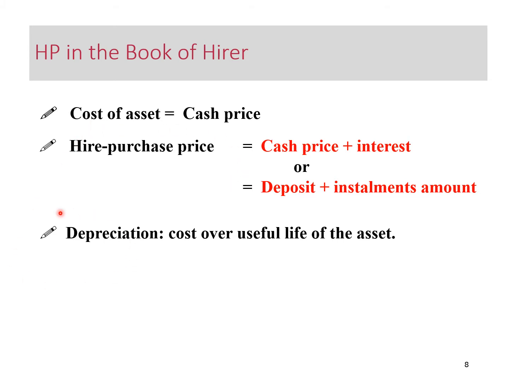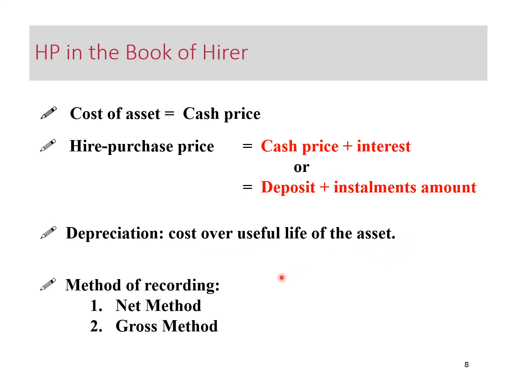When you are calculating the depreciation of your hire purchase assets, depending on the depreciation method that the company is applying, you take the cost of the assets, and if it is the straight line method, then you divide it over the useful life of the assets. There are two methods of recording hire purchase transactions in the books of the hirer. One is the net method and the other one is the gross method.